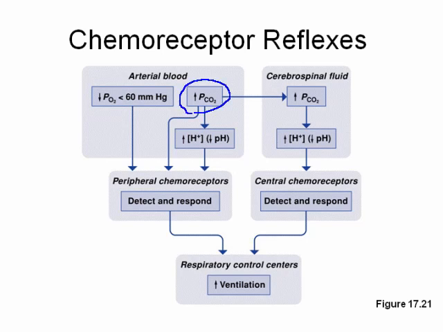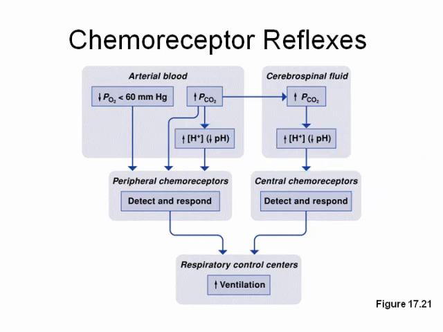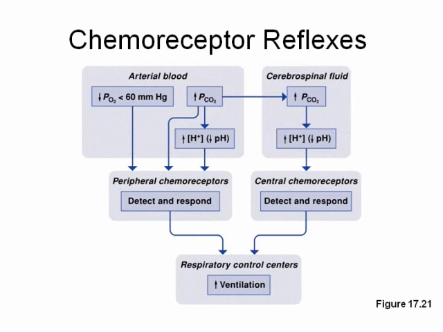Similarly, an increase in CO2 will stimulate peripheral chemoreceptors, and because of the increase in hydrogen ion will activate central chemoreceptors. Now, these are on the brainstem, which is why they're called central. So the CO2 increase, of course, is affecting hydrogen ion concentration, or pH, everywhere, in the blood as well as in the cerebrospinal fluid. Cerebrospinal fluid is a filtrate of arterial blood.